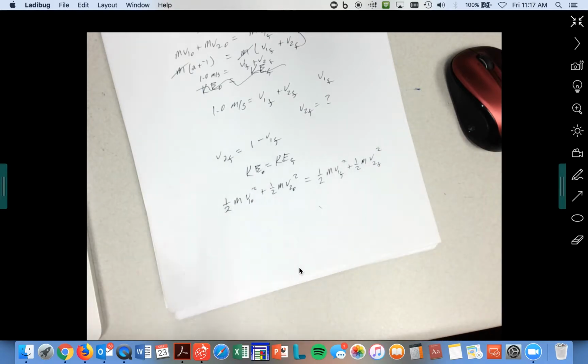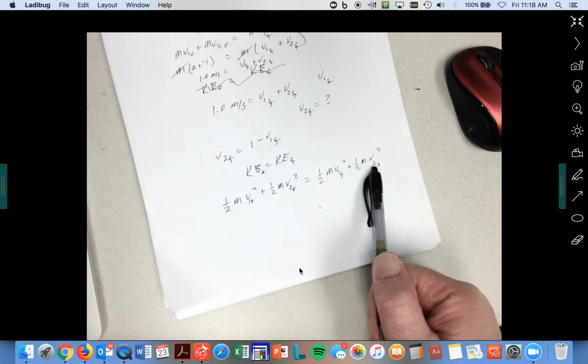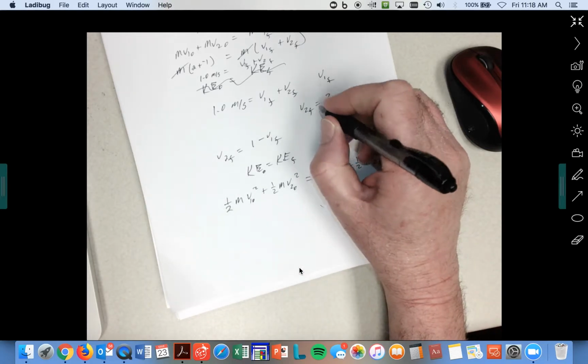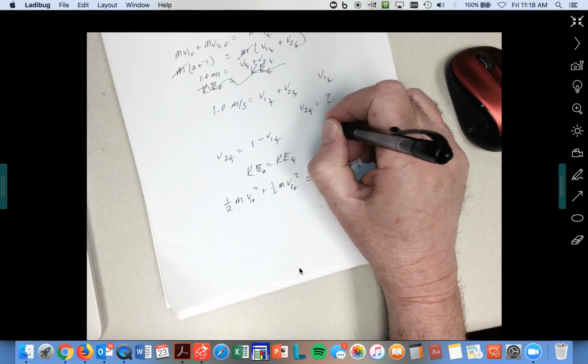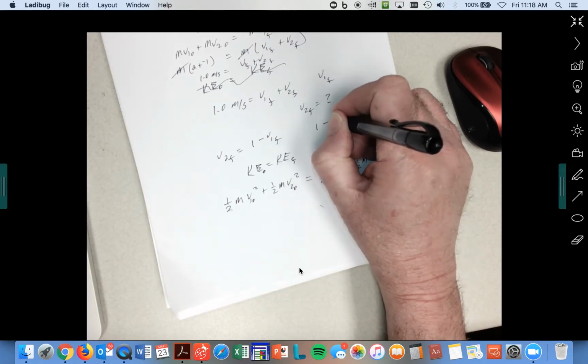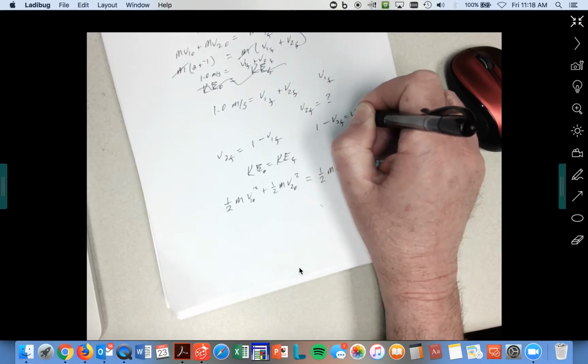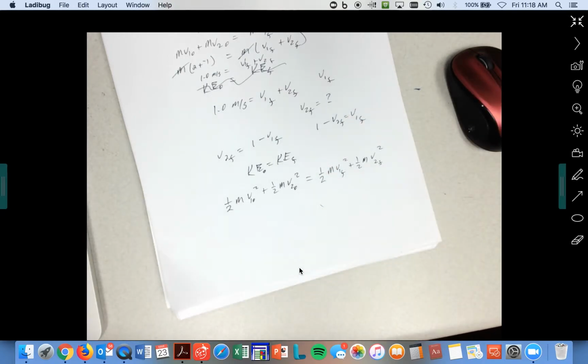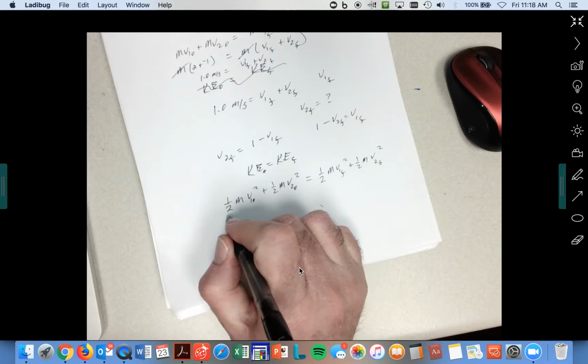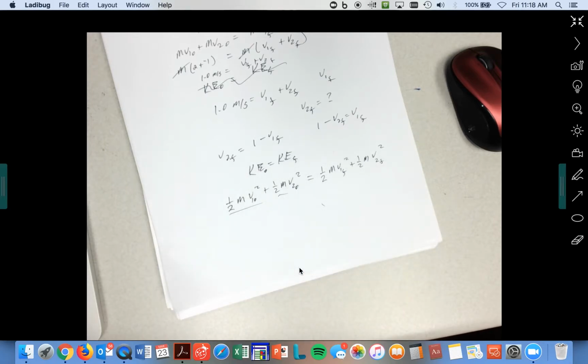Okay, well, I know what we're trying to find: V2 final. V2 final is equal to 1 minus V1 final, but if I plug this in here for V2 final, that doesn't get me anywhere. So I've got to say that 1 minus V2 final is equal to V1 final, because that's what I'm trying to solve for. This stuff I've got the answers for, okay?